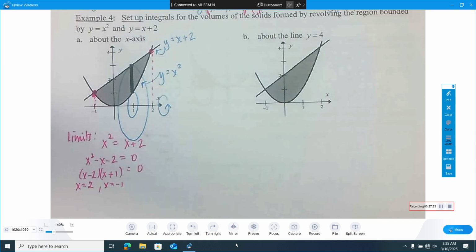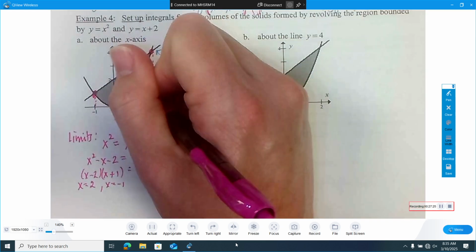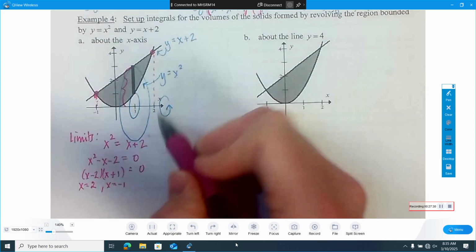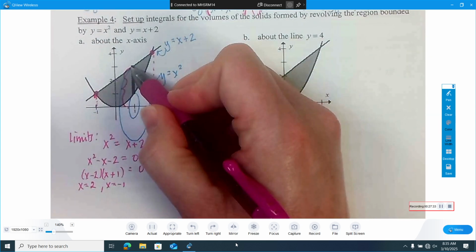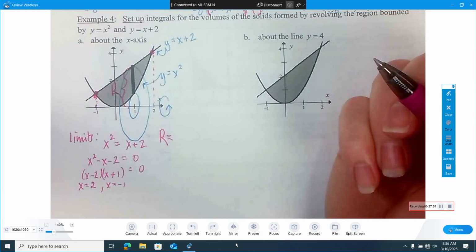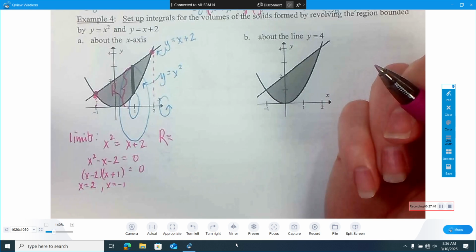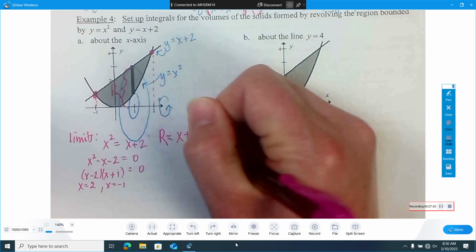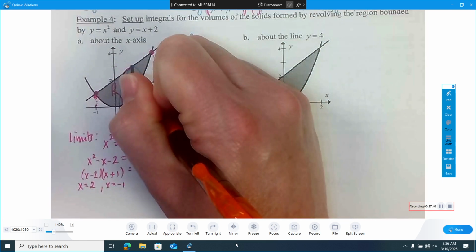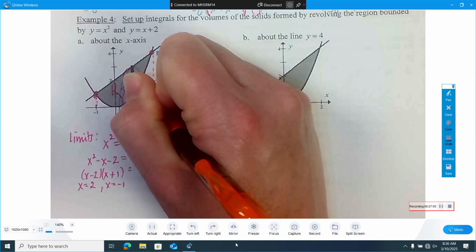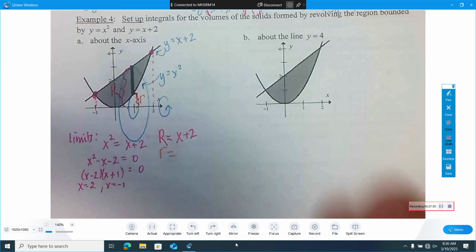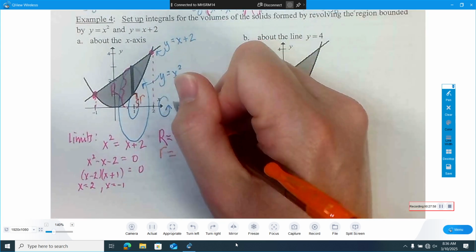And let's see, I guess I need my big R and my little r. My big R goes from my axis of rotation to the farthest point. That's my big R. What's big R? Just x plus 2. Yep. Just that top curve. Good. And little r is right here from my axis of rotation to the bottom curve. So again, top minus bottom.